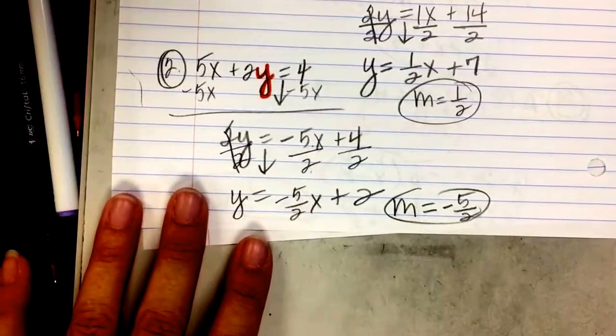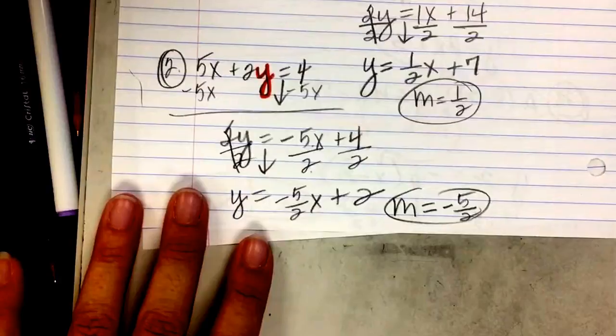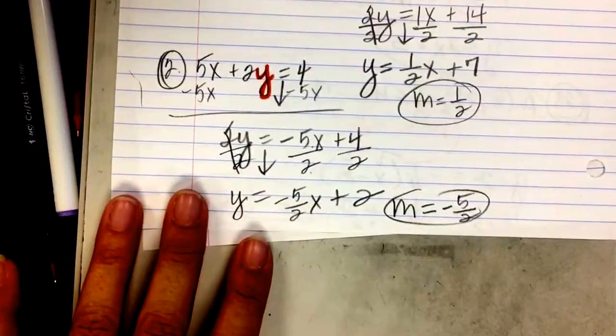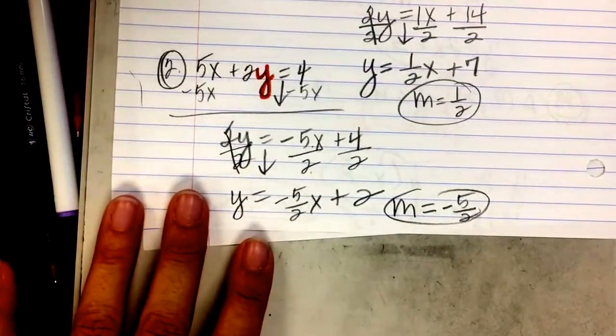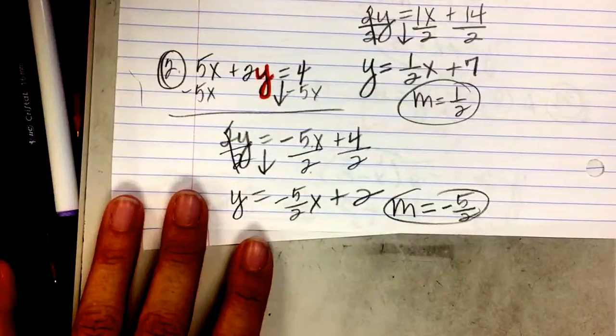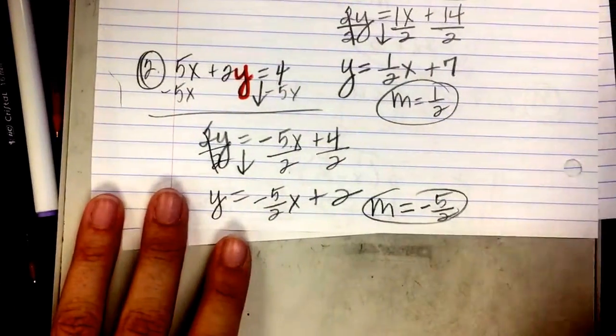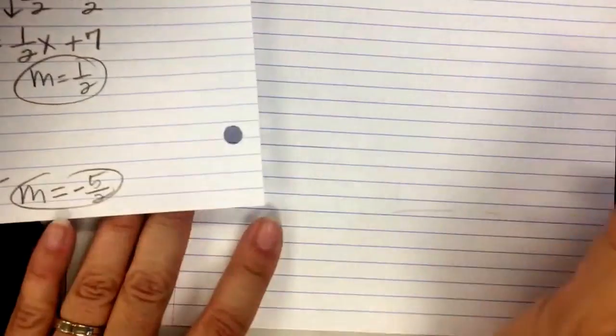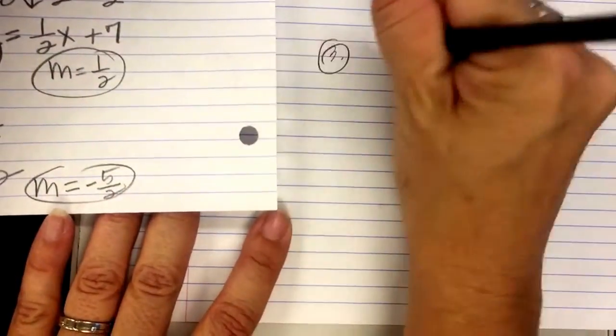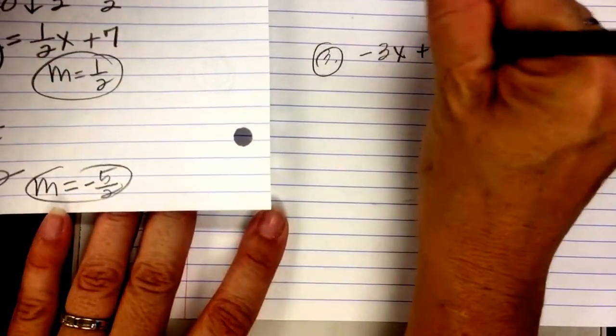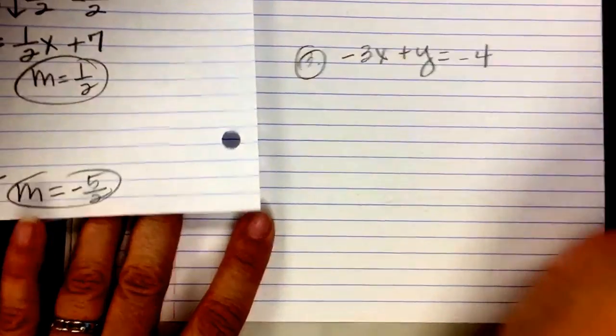You guys want another one? Another one like this? Let's try negative 3x plus y. Let's try one more of these. Negative 3x, so what is this, my third one? Negative 3x plus y equals negative 4.